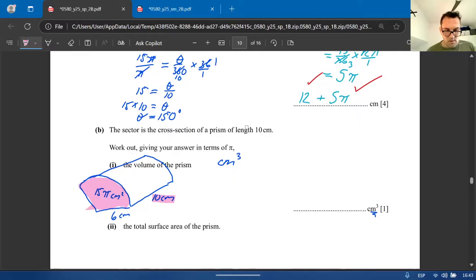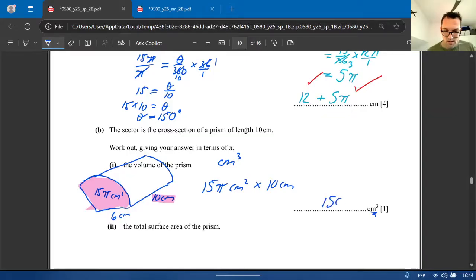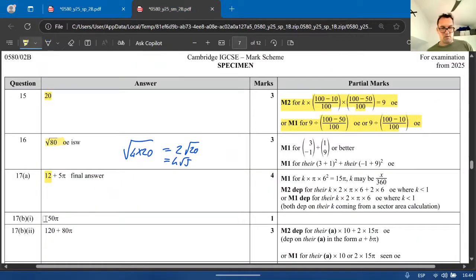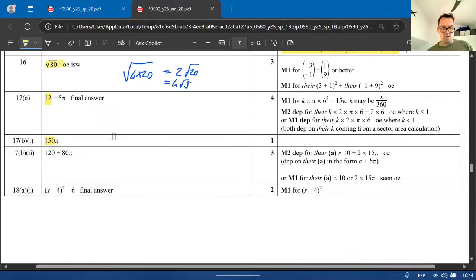Centimeters times centimeter square, centimeters cubed. 15 pi centimeter square times 10 centimeters is 150 pi centimeters cubed. Okay, it's only one mark, so you multiply two numbers together and you get the answer. There's nothing more to it.